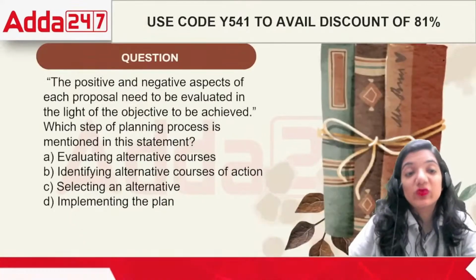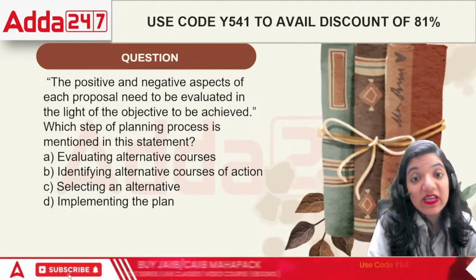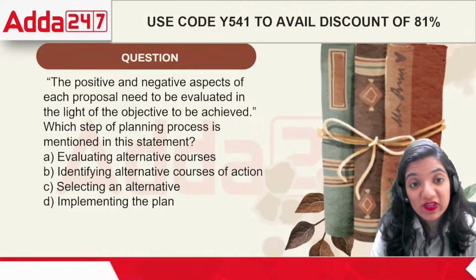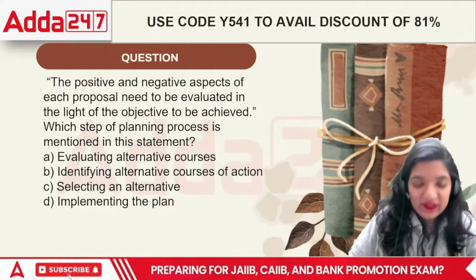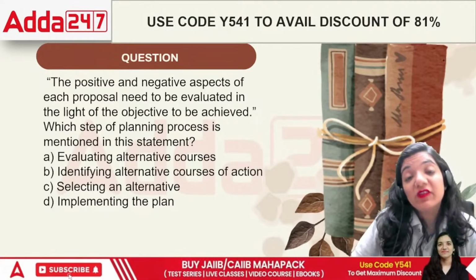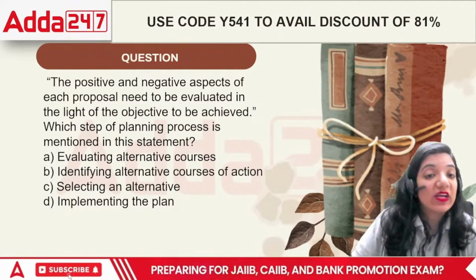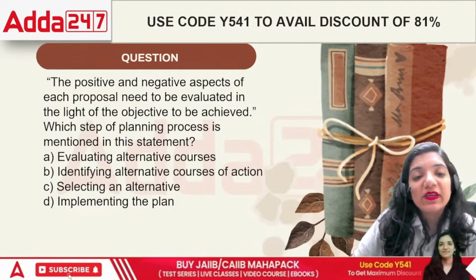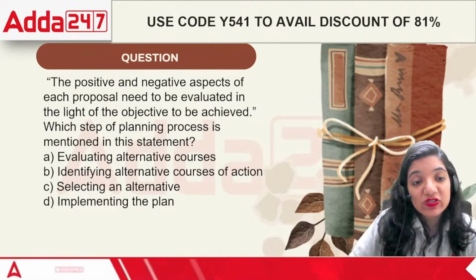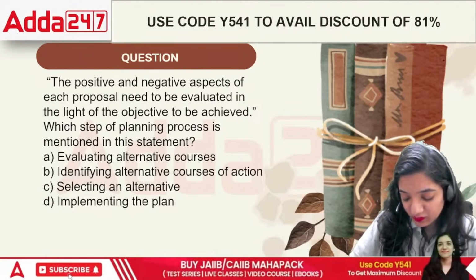Okay, here comes the first question, everyone. It says the positive and the negative aspects of each proposal to be evaluated in the light of the objective to be achieved. Which step of the planning process is mentioned in the above statement? That means sometimes we say this is the beneficial area, this is not beneficial for us. Among those things which are beneficial and which are not beneficial for us, the positive as well as the negative aspects of each proposal has to be evaluated. Then what will it be? Evaluating alternative courses, then identifying alternative courses of action, then selecting an alternative or implementing the plan. In this case, what would be the correct answer?